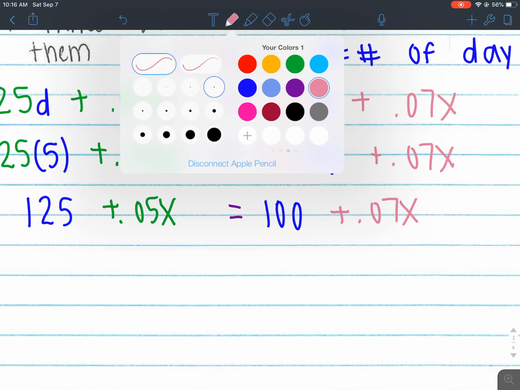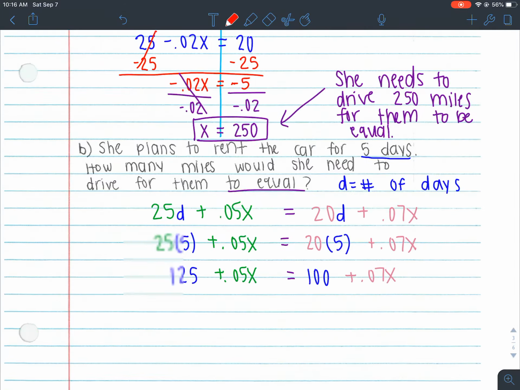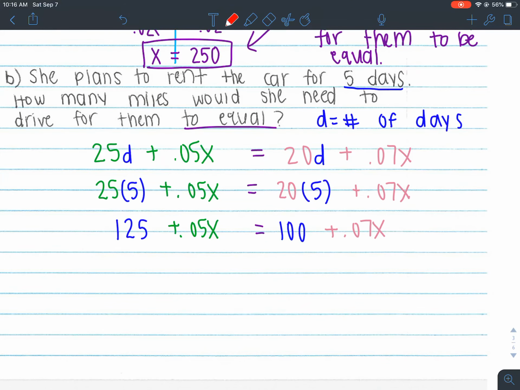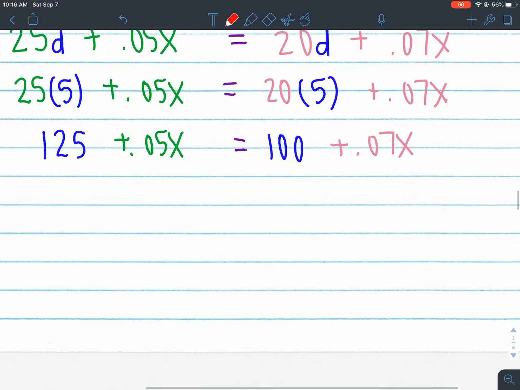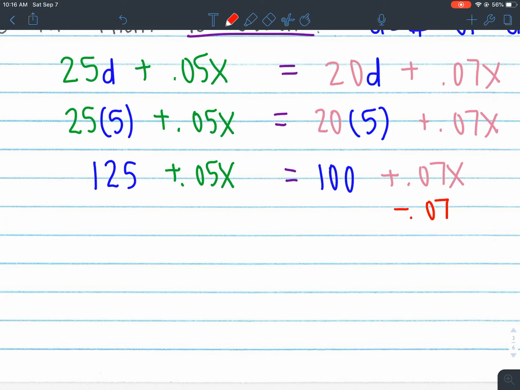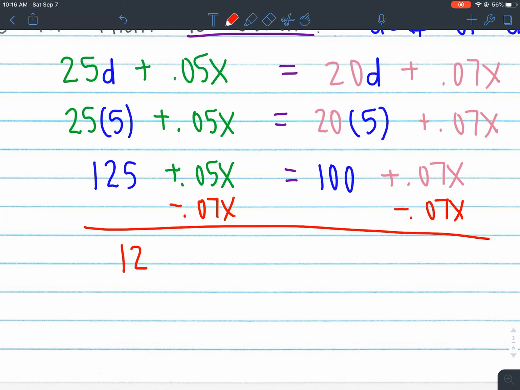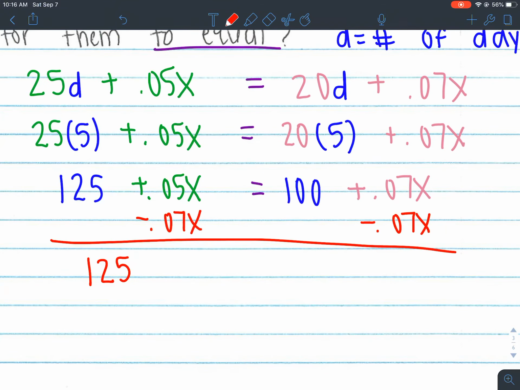All right, from here, again, you would solve like you would earlier. You're going to move all of your variables to the left side. So I'm going to subtract 0.07x from both sides. And so I have 125. Oops, I forgot to draw a little line here. I'm going to go ahead and draw a line. I'll do that in a different color. Let's do purple.